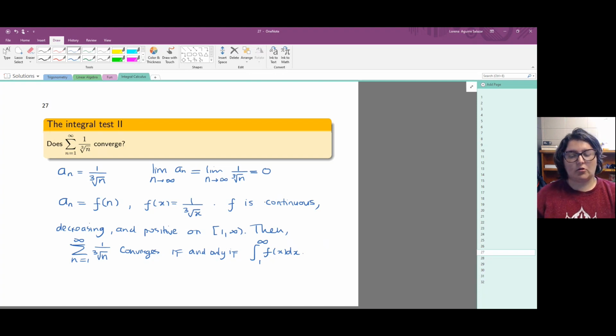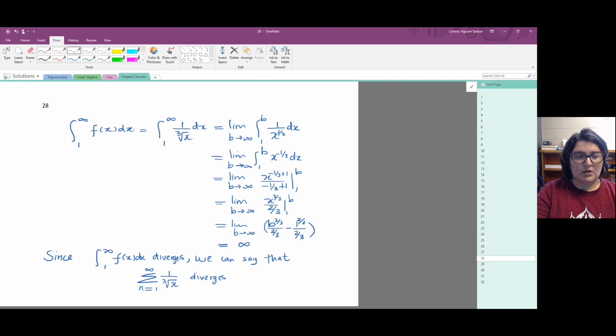So then we check the integral, and because the integral is computable, approaching convergence of the series from convergence of the integral is easier. The integral of f of x dx from 1 to infinity is infinity. Because that integral diverges, then we can say that our series diverges.